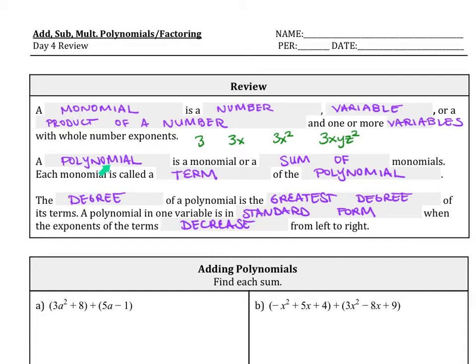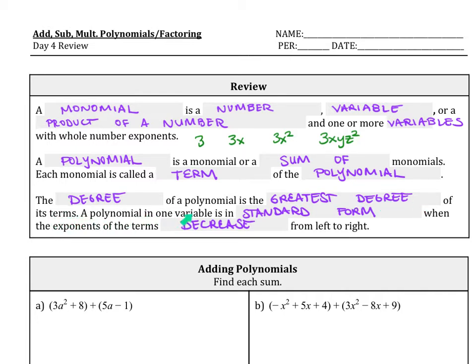Now a polynomial is also a monomial or a sum of monomials. Each monomial is called a term of the polynomial. So looking below, this for example is a polynomial, this is a polynomial, this is also a polynomial. So it's the sum of each monomial. The degree of a polynomial is the greatest degree of its terms.